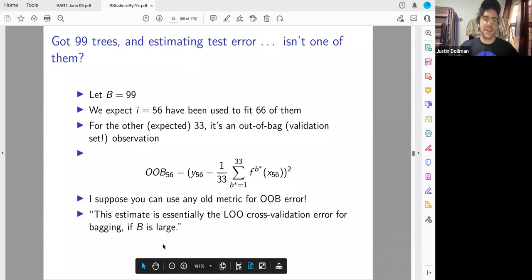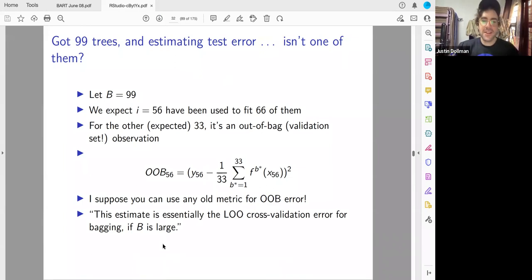And for some reason, I feel like it was Trevor Hastie who wrote this interesting comment that the estimate is essentially the leave one out cross-validation error for bagging if B is large. Again, B is the number of trees. And that's all he says, but I assume that he means when B divided by 3 is equal to N minus 1. I assume that's what he means, but maybe not.